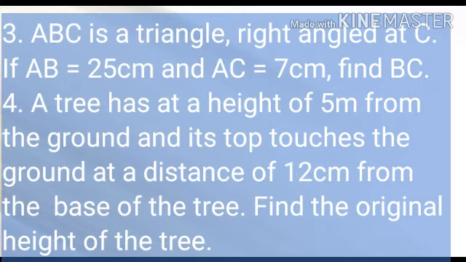Third, ABC is a triangle, right angled at C. If AB is equal to 25 cm and AC is equal to 7 cm, find BC. Fourth, a tree breaks at a height of 5 meters from the ground and its top touches the ground at a distance of 12 meters from the base of the tree. Find the original height of the tree.